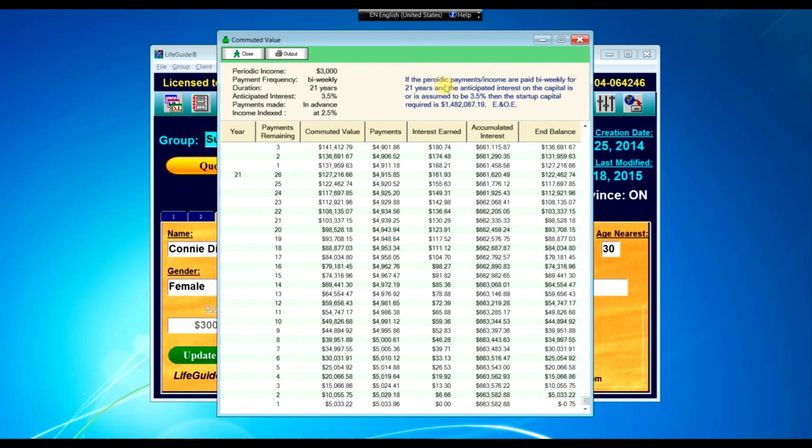If the periodic payments or income are paid bi-weekly for 21 years, and the anticipated interest on the capital is assumed to be 3.5%, then the startup capital required, or the amount of insurance, if this is for replacement of a breadwinner's income, the amount of insurance required would be $1,482,087.19. Thank you, and this concludes this particular tutorial.